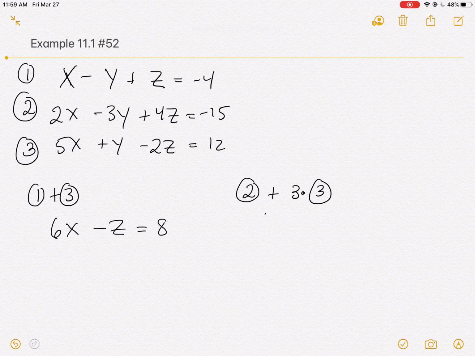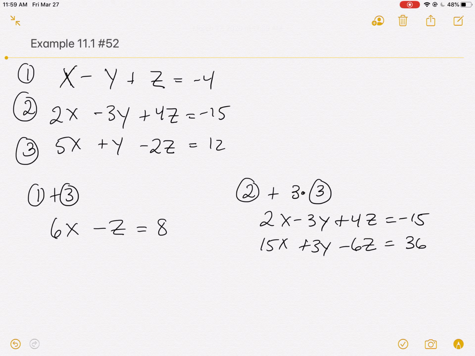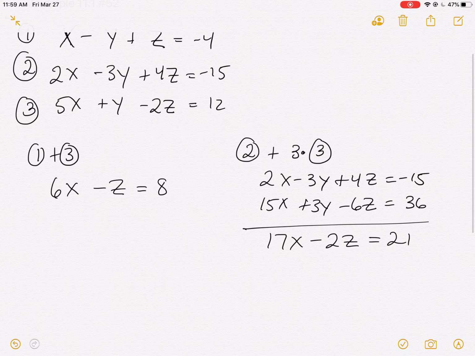So equation 2 I'll just rewrite. 2x minus 3y plus 4z is equal to negative 15. And I'm going to triple equation 3 and get 15x's. And then I'm going to get 3y, that's why I'm doing it, so that those balance, minus 6z is equal to 36. And if I add those together, I get 17x's, no y's, minus 2z is equal to, it looks like 21. And so now I'm going to solve this new 2 by 2 system.